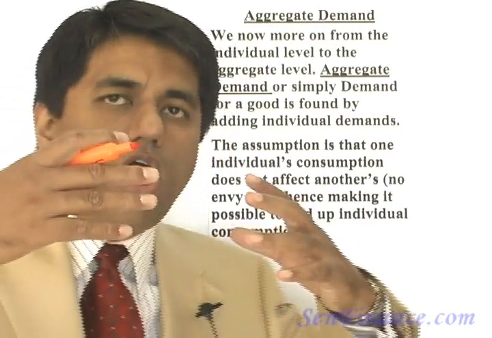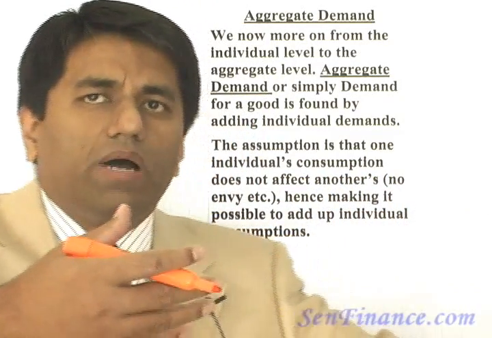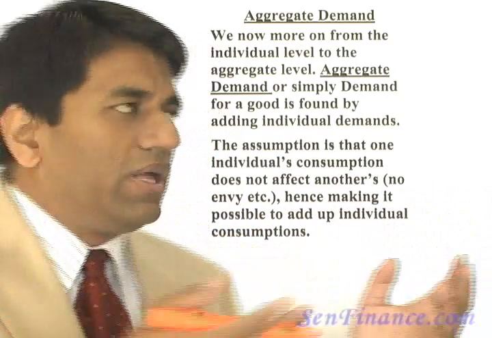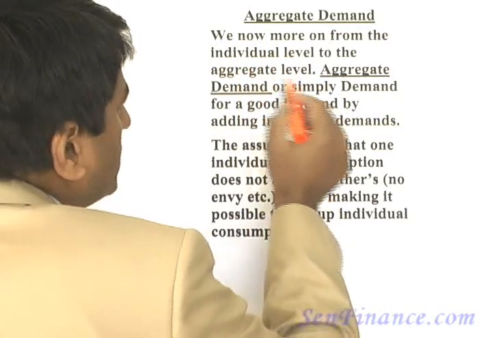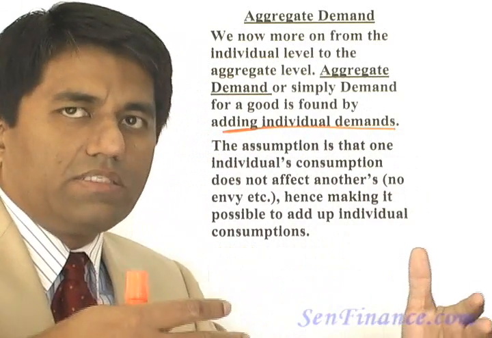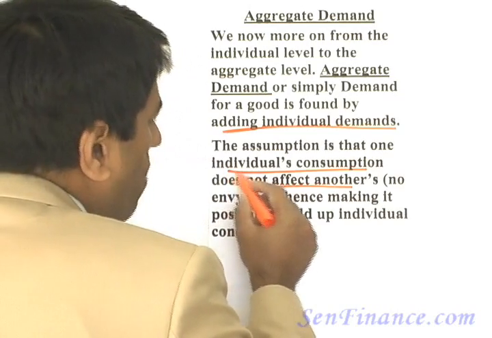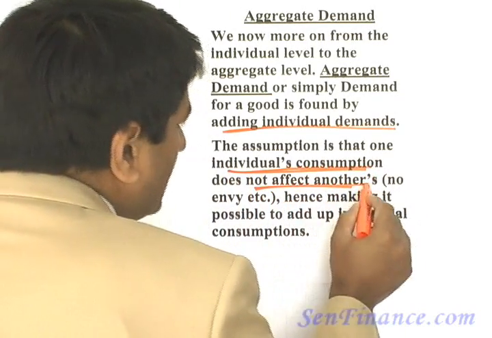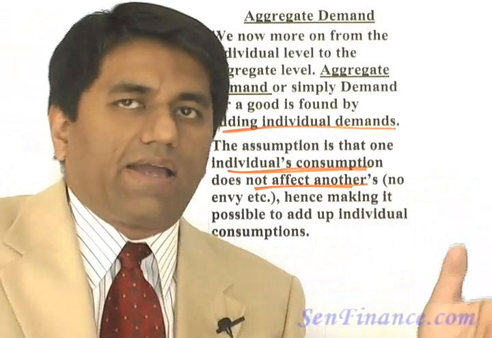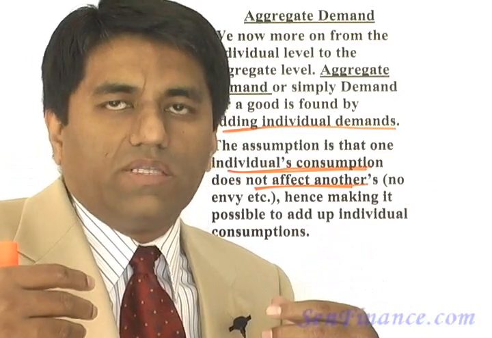So we have a theory for understanding individual demands, how much consumers want of particular goods, and what about the aggregate demand? Well, that is the sum of individual demands. So you look at individual demands for a good and you add it up. And that assumes that one individual's consumption is not affected by another's. So you can add up the individual demands to get the aggregate demand. How much you are consuming is not going to affect how much I want to consume.